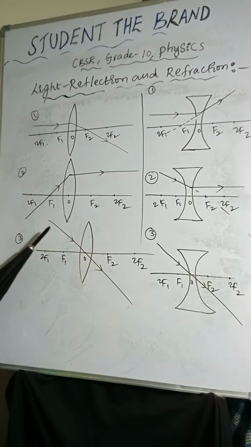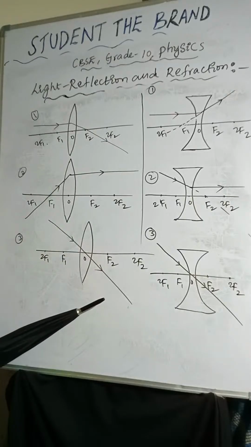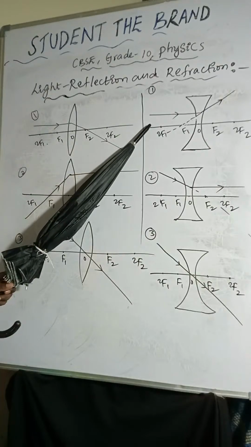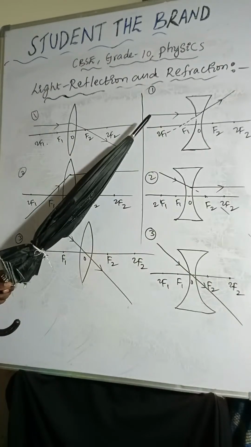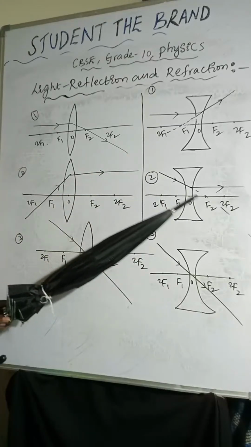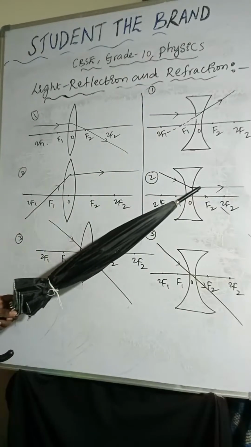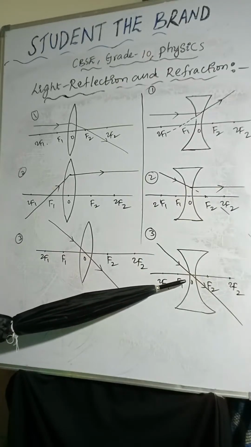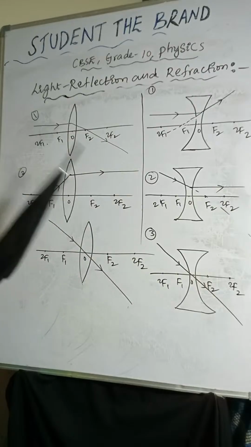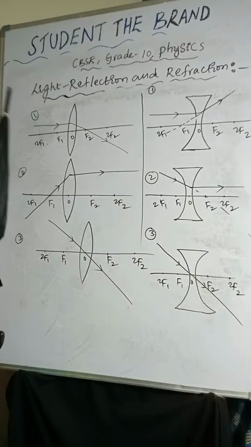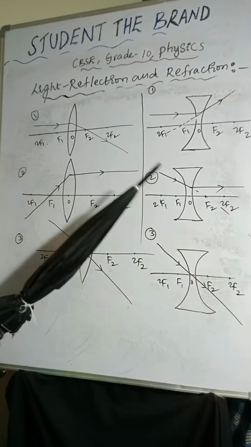Parallel to principal axis, light ray is passing through optic center, no deviation. So in this case, light ray is coming parallel to the principal axis, after refraction passing through focus. Light ray is passing through focus, after refraction moving towards infinity. Light ray passing through optic center, no deviation takes place. Convex lens and concave lens.